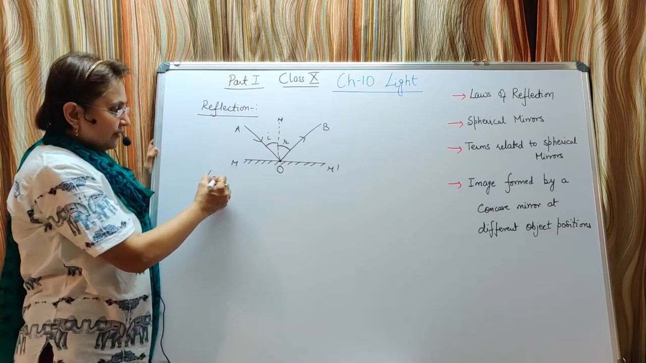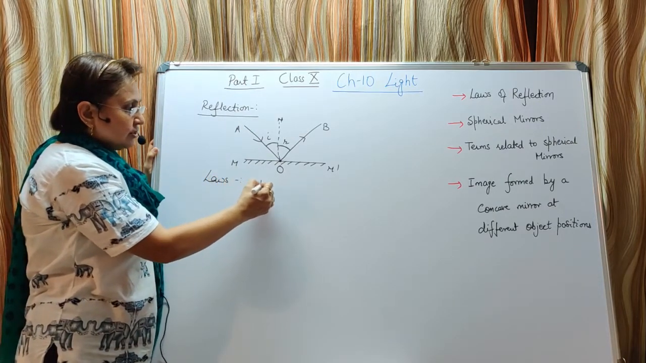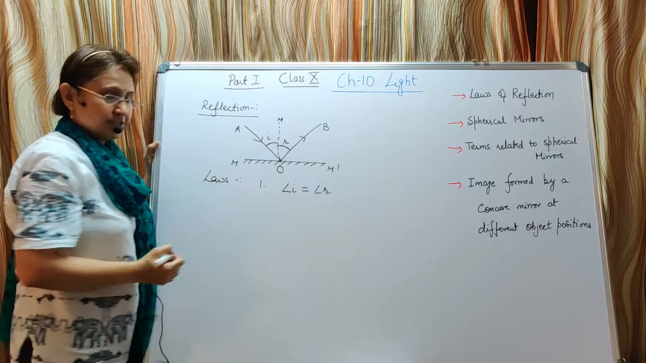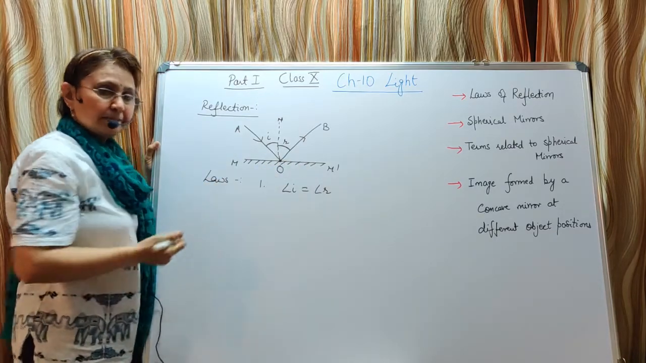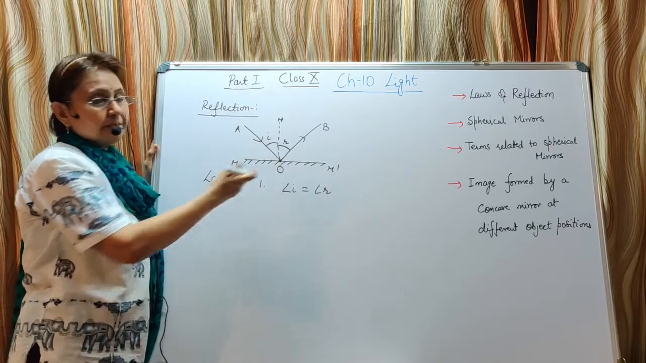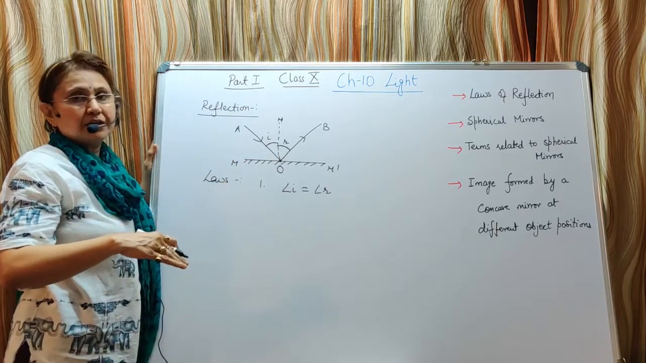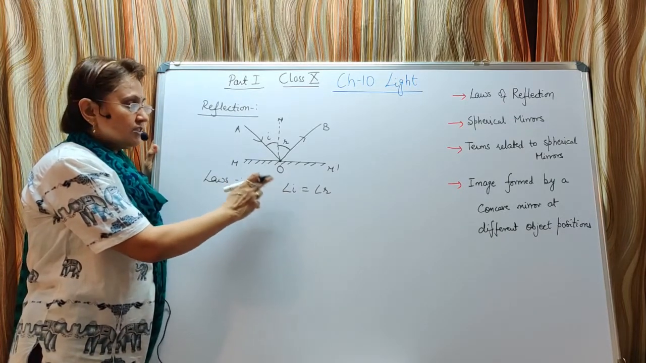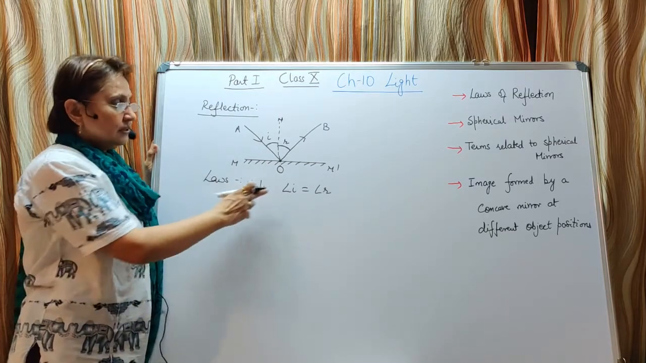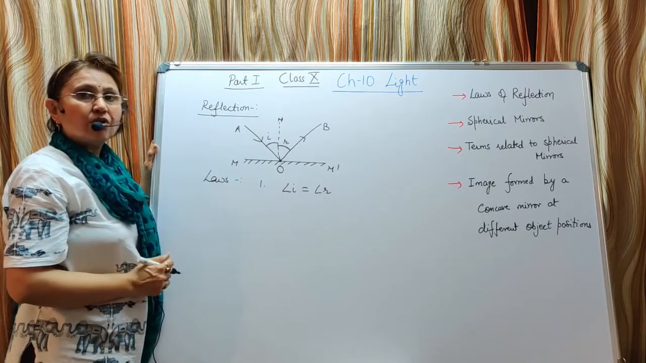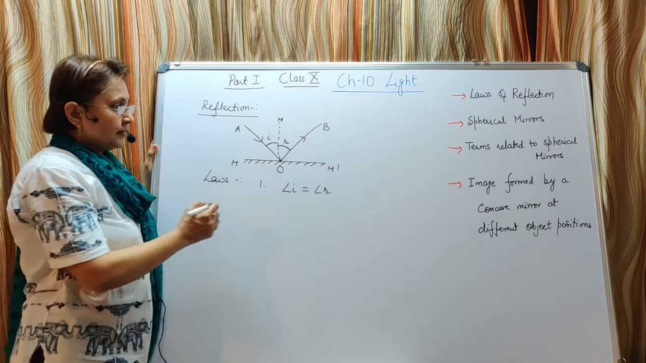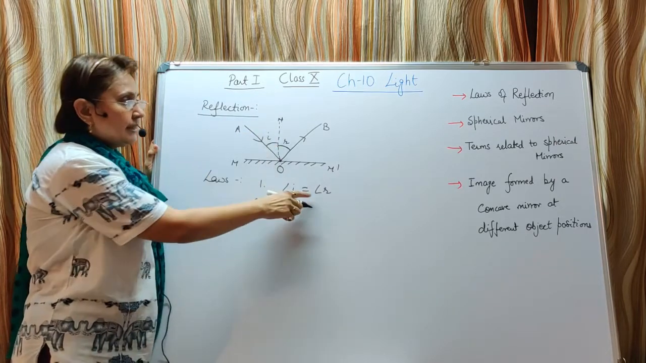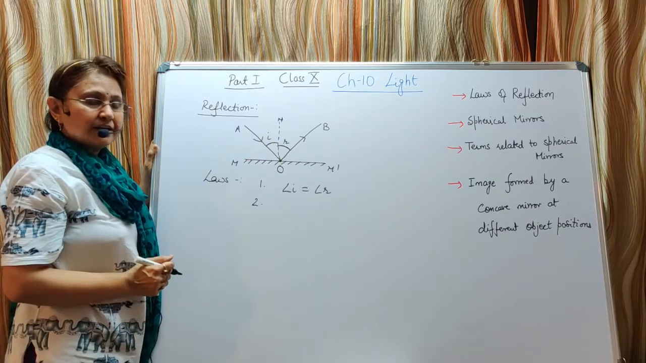Now the two laws of reflection. The first law is that the angle of incidence is always equal to the angle of reflection, whether the mirror is a plane mirror or a curved mirror, which we call a spherical mirror. So it is true for all types of mirrors, whether plane or spherical, that is curved. The angle of incidence is always equal to the angle of reflection, where the angle of incidence is formed between the incident ray and normal, and the angle of reflection is formed between the reflected ray and normal.